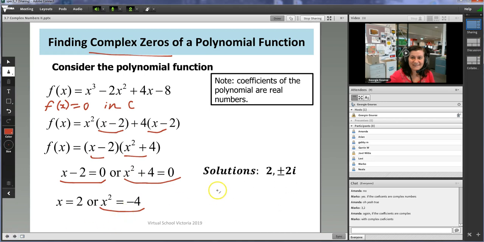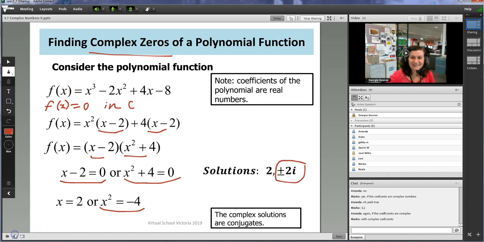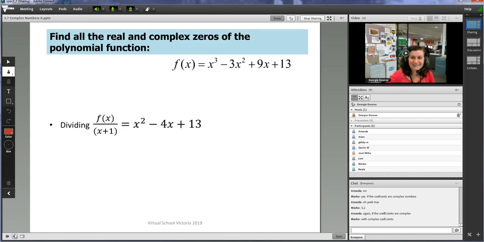And there they are. So the solutions are x is equal to 2 or x is equal to plus minus 2i. So you can see again, the complex solutions have occurred in a conjugate pair because all the coefficients for this polynomial were real.